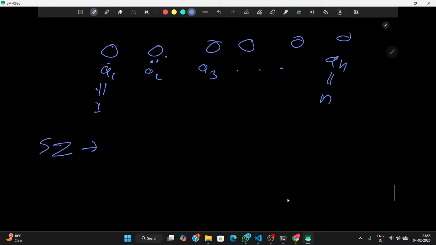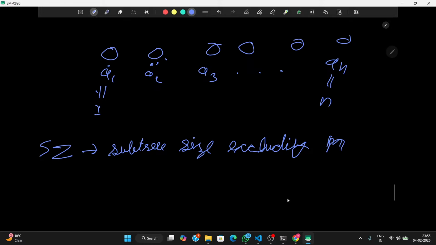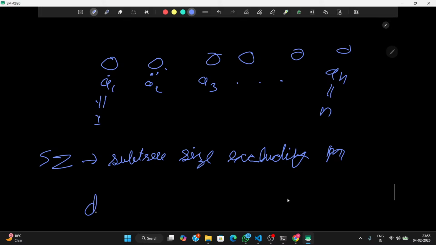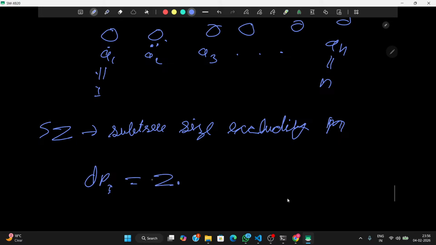Sz is basically the tree size excluding the subtree with the node n, right? Sorry, my writing is a little bad. This is sz. So for A1, dp at 1 will be simply sz at 1.